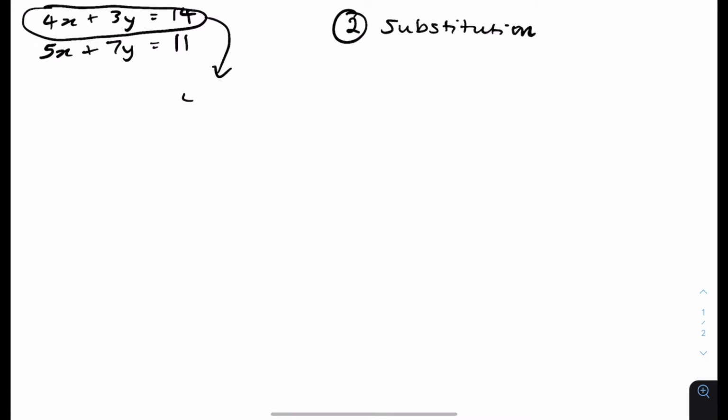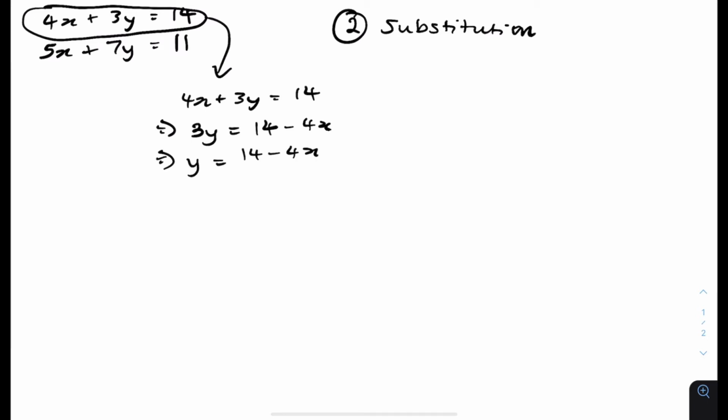So we can write 4x plus 3y equals 14. Rearrange to find y using our rearranging skills. 3y equals 14 minus 4x. So y is equal to (14 minus 4x) divided by 3. And now what we can do is substitute our value of y into here. This would take away the y value and leave it with only x so that we can solve for x. We could do it the opposite way as well, but let's just do it for y in this case.